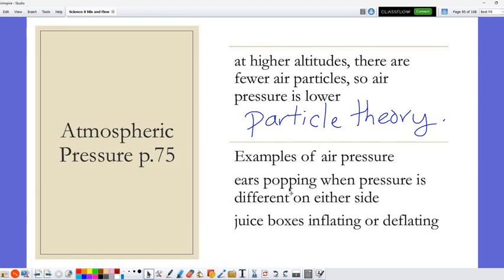Examples of air pressure: your ears pop when the pressure is different on either side. If you go up in a plane or a fast elevator, you'll feel that when you're coming back down. You yawn or chew gum, and that's a way of equalizing the pressure. Same thing with a juice box. When you're drinking from a juice box, it crushes because the pressure outside the juice box is higher than inside. But when you take your tongue off the straw, it reinflates, and that's because it's equalizing the pressure again.